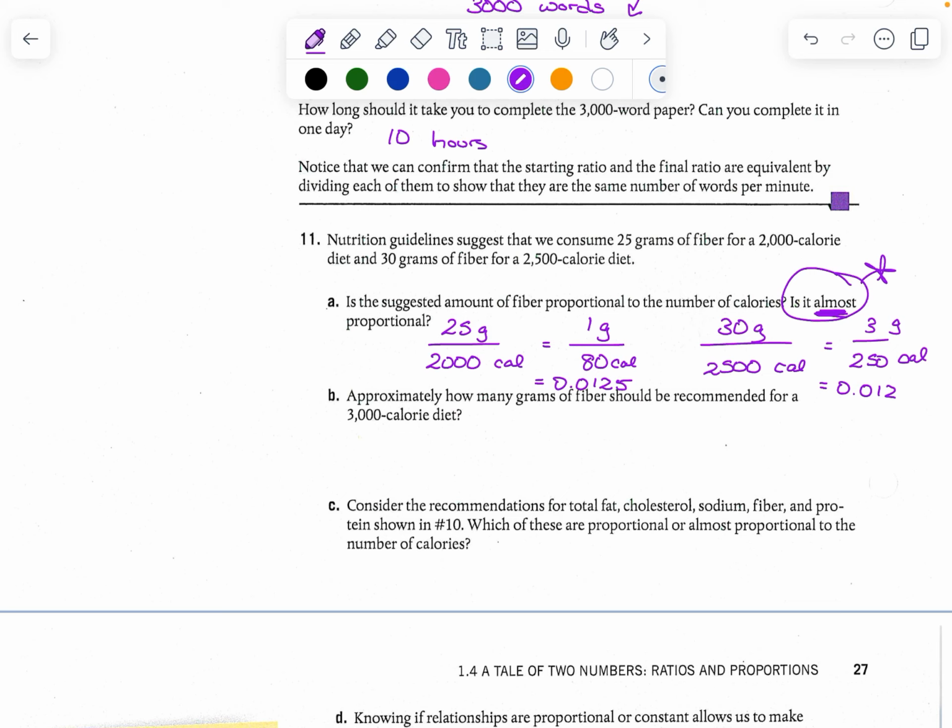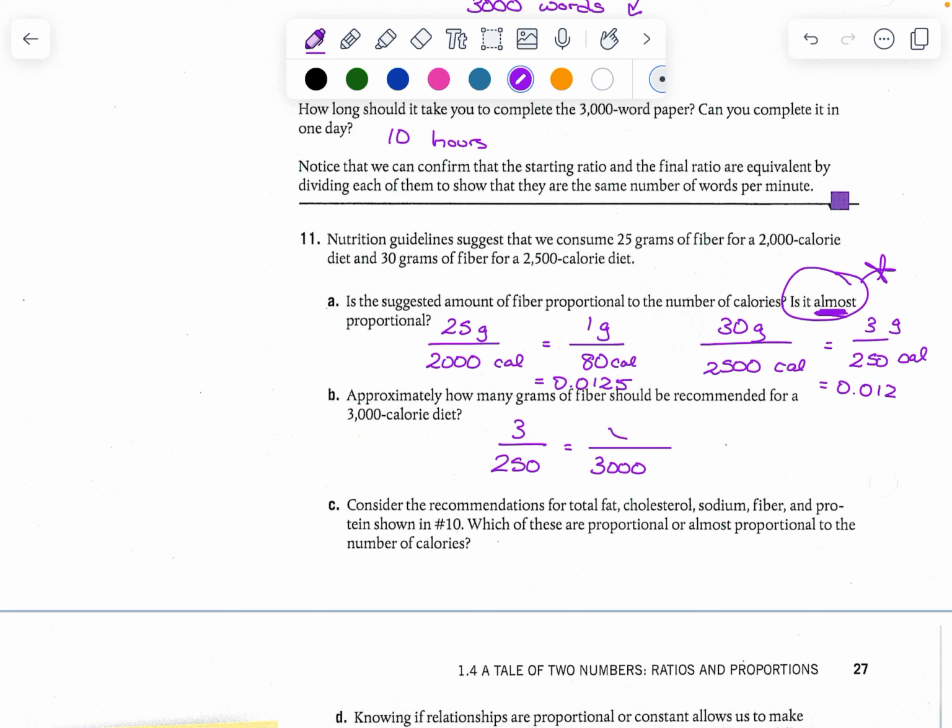Now if I said, how many grams of fiber should be in a 3,000 calorie diet? We can use that same ratio to find this out. So which one am I going to use? I'm going to use the 3 out of 250, just because it's fairly simple. I probably should have used the 1 out of 80, but it's too late now. No turning back. We're supposed to do this for a 3,000 calorie diet.